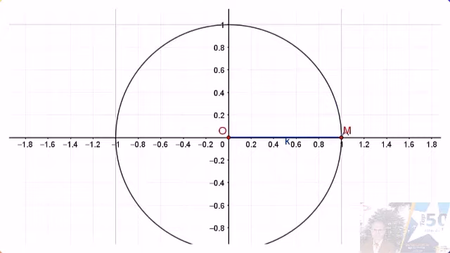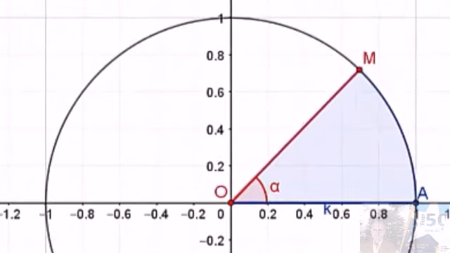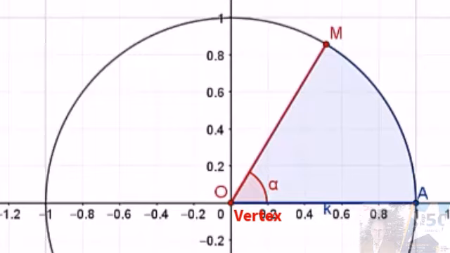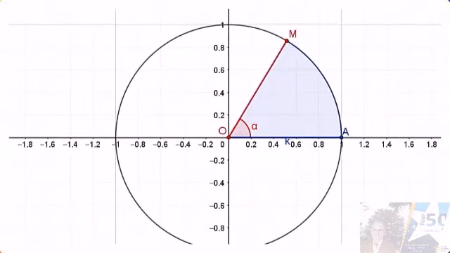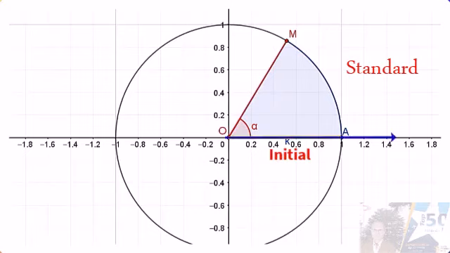An angle is formed when a ray is rotated about a fixed point called the vertex. The ray is called the initial arm at the beginning of the angle and the terminal arm at the end of the angle. An angle is in standard position if the vertex of the angle is at the origin and the initial arm lies along the positive x-axis. The terminal arm can be anywhere on the arc of rotation.